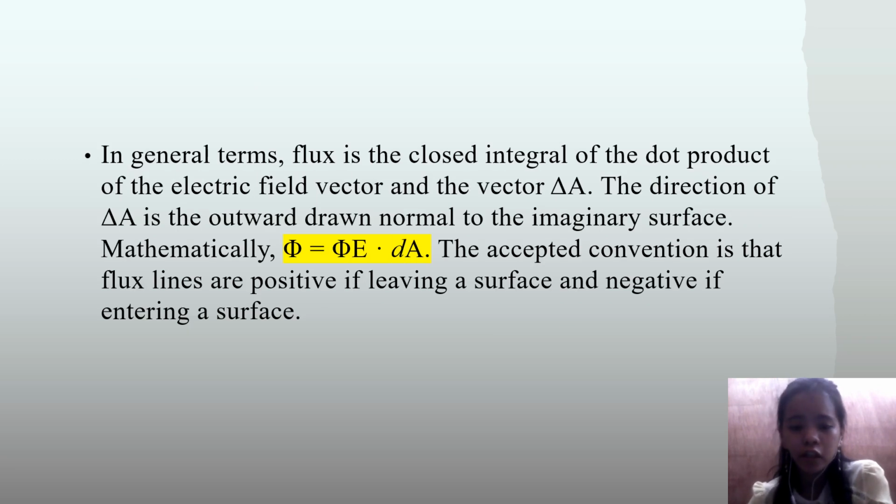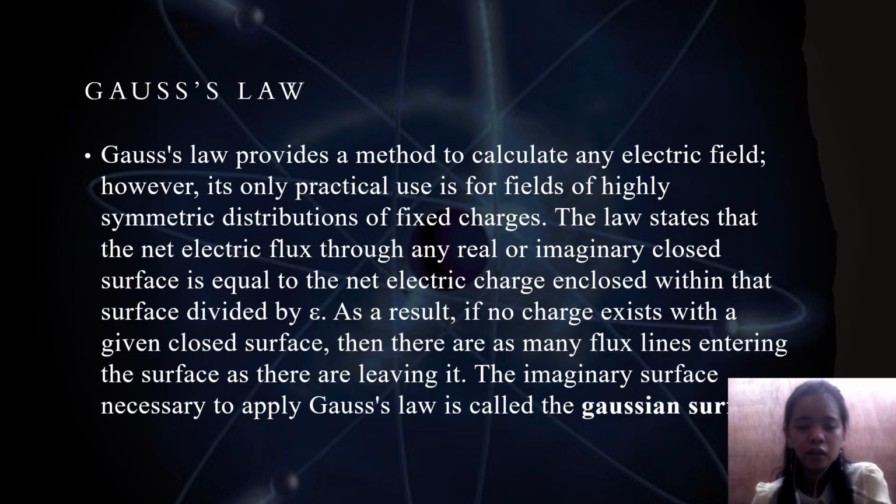So in general terms, flux is the dot product of the electric field vector E and the vector A, and the direction of A is outward, normal to the imaginary surface. Mathematically, electric flux follows the convention that flux lines are positive if leaving the surface and negative if entering the surface.